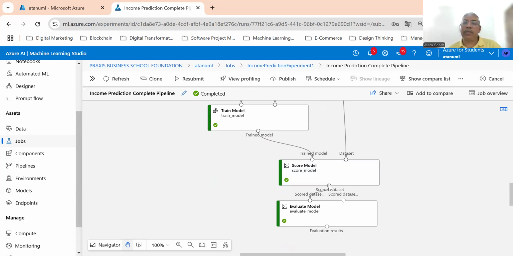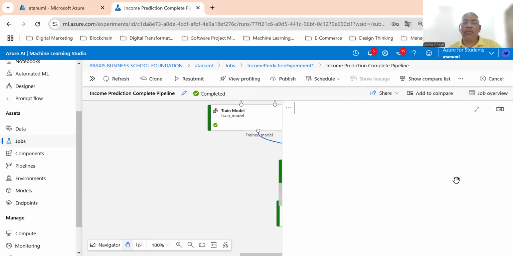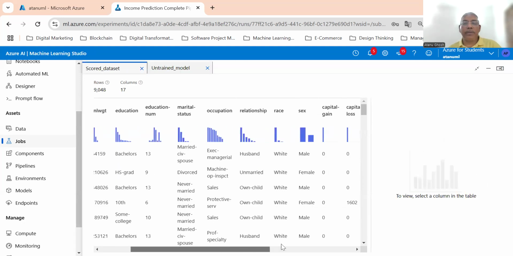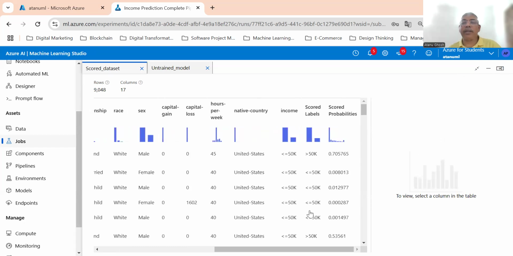The first thing we will look at is the score model. If you preview the data, you will see that the model has provided these scored labels, which is basically the prediction of the model. We all know that in any classification system, the output is actually a probability, and then you have a cutoff of 0.5. Usually, that's the normal industry standard. If the probability is more than 0.5, it belongs to one class, and if the probability is less than 0.5, it belongs to another class.